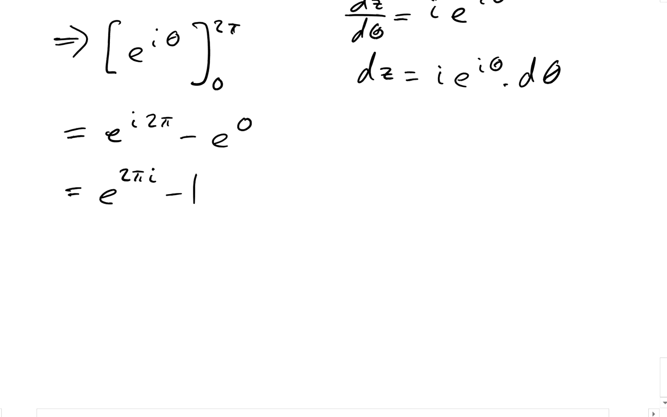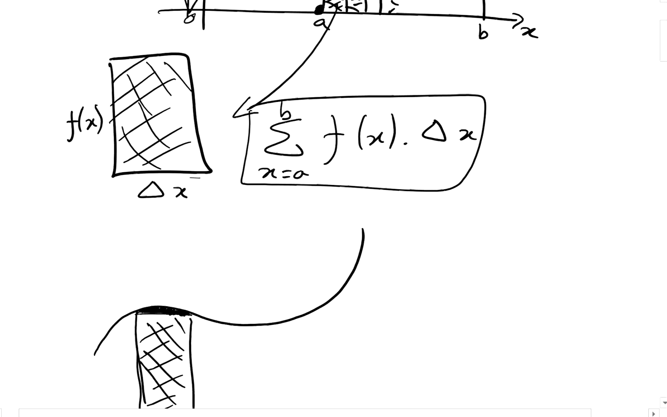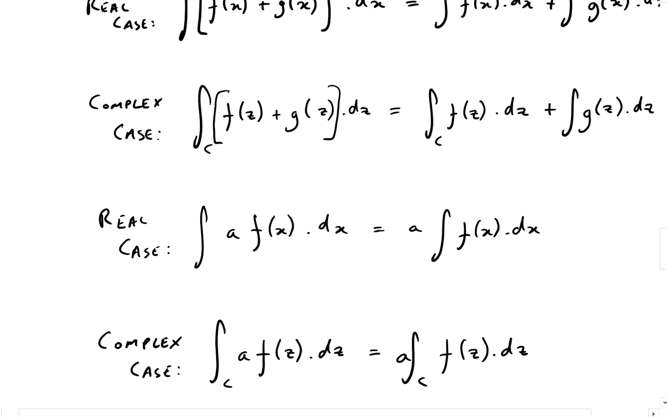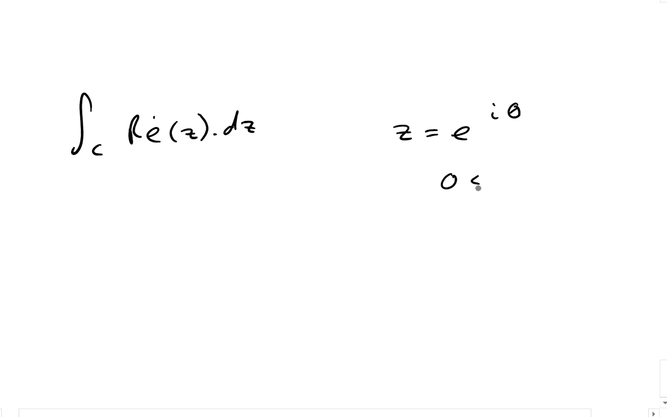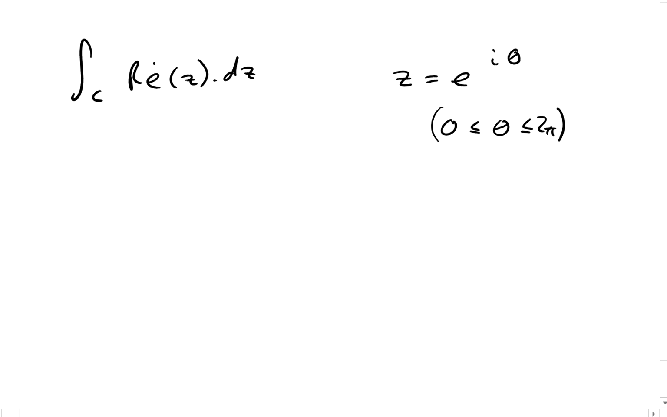Okay, so now let's look at this example. A little bit more tricky. So we've got the integration over a curve C of the real part of z, with respect to z. Okay. Well, again, we just parameterize our curve, our z, over a circle, e to the i theta, going from 0 to 2 pi.